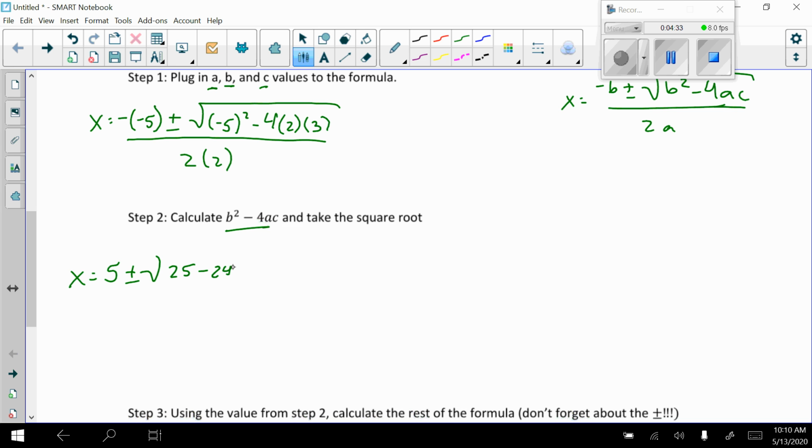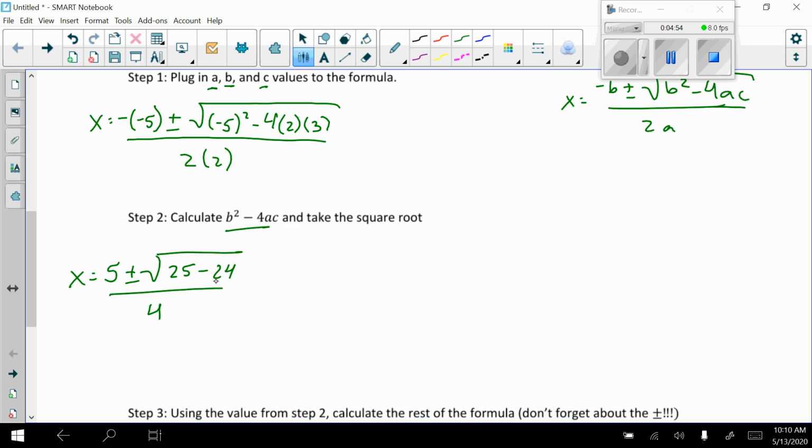In this example, all of those were positives, but if one of those is a negative number, you just have to keep track of your negative signs. You might have to subtract a negative, so you just got to pay attention to what you're doing. Don't lose track of any negatives. Okay, and then down on the bottom, I have 2 times 2, which is 4. Okay, so now let's just keep going.